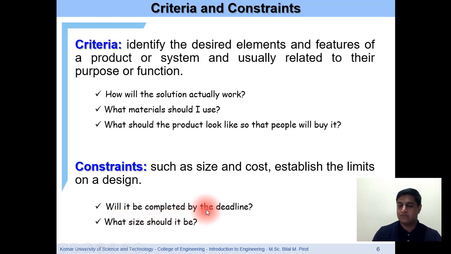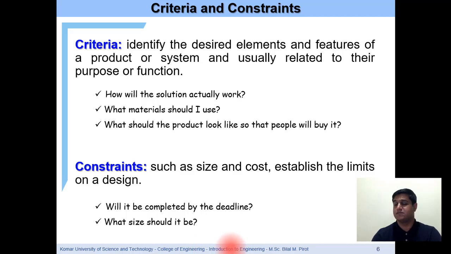Will it be completed by the deadline? For example, sometimes you may need 6 months for producing something. What if you couldn't produce it within 6 months? For example, if you complete it in 1 year, this is called a constraint. This is called a problem or a barrier for your project, for accomplishing the task or accomplishing the goal of your project.